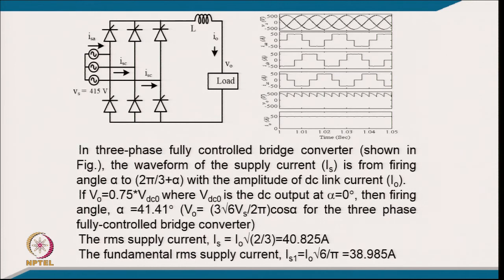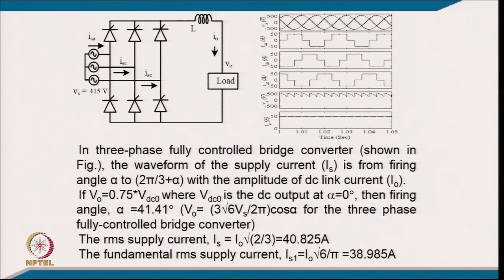Coming to the second part, we have a thyristor converter with a highly inductive load, and the current is a quasi square wave. Here are the supply voltage, the output voltage and the current. In the 3-phase fully controlled bridge converter shown in the figure, the waveform of the current is from firing angle alpha to 2 pi by 3 plus alpha, that is 120 degree conduction, with the amplitude of the DC current. If VO equals 0.75 VDC0 at alpha equal to 0, then the firing angle comes from this relation as 41.41.